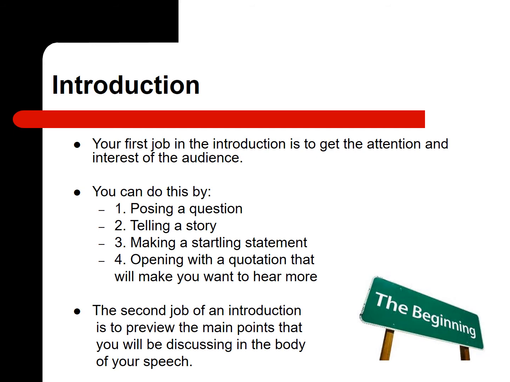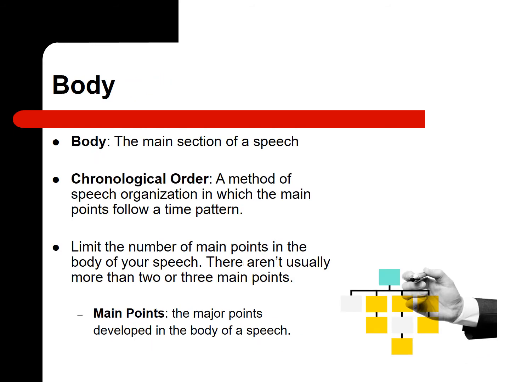So once you have your audience's attention and they know who or what you're going to talk about, then you are ready for the body of your essay, or the main section. Now, the main method of organization in a speech like this is to use chronological order, to follow a time pattern, begin at the beginning, middle, and end. Limit the number of main points. You don't want to have too much in there.